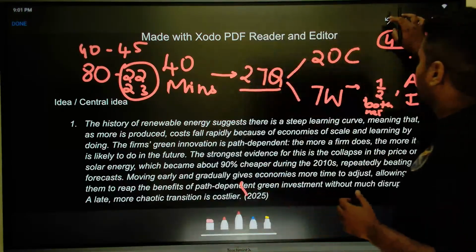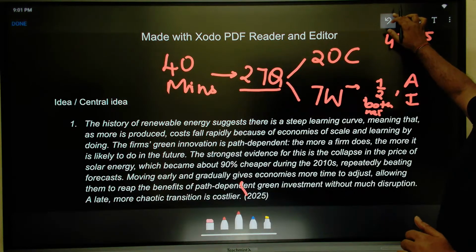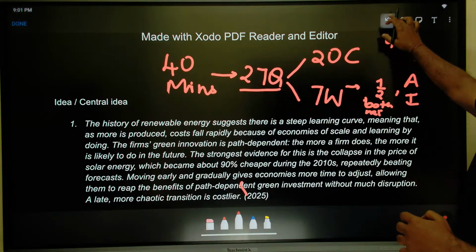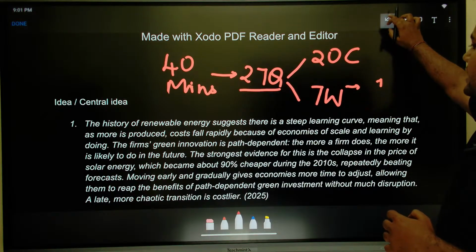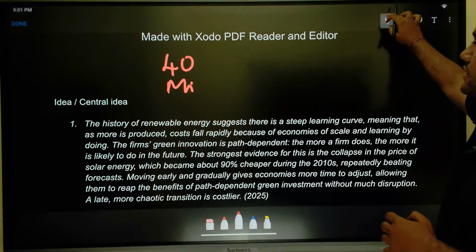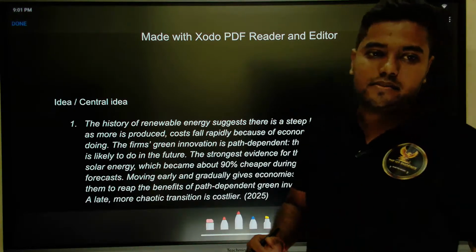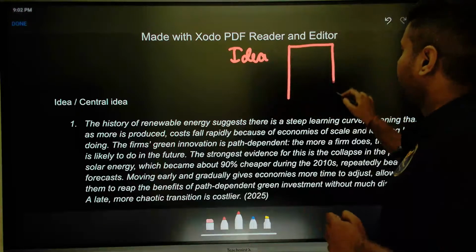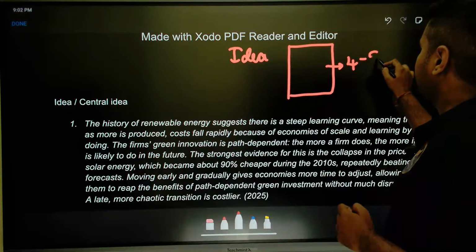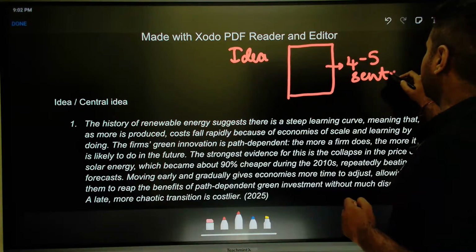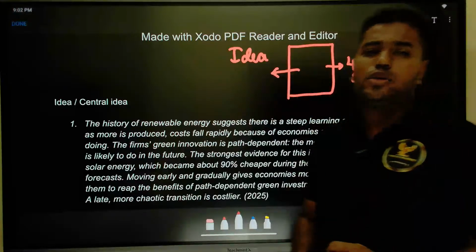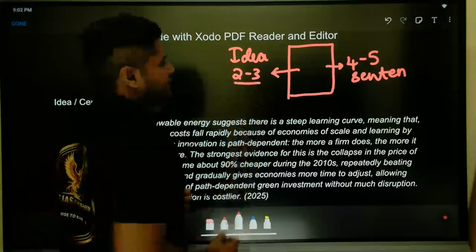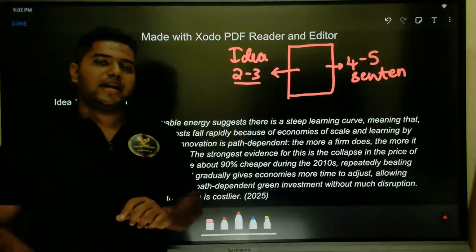So, what is an idea? There are these keywords, right? Idea, central idea, all those things. So, let me determine what is my idea. Suppose a passage consists of 4 to 5 sentences. These 4 to 5 sentences correspond to 2 to 3 different ideas. Let's say in these 4 to 5 sentences, I have 2 to 3 ideas in it. That is my idea. But there should be some difference between an idea and a central idea, right?